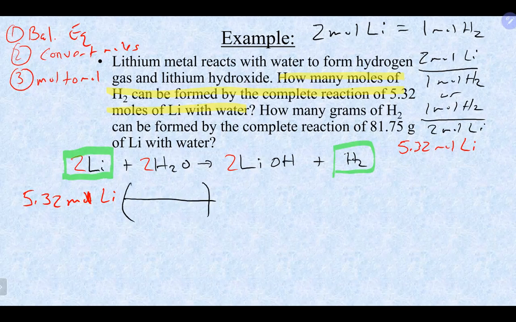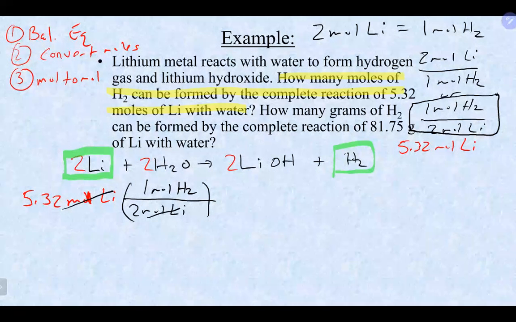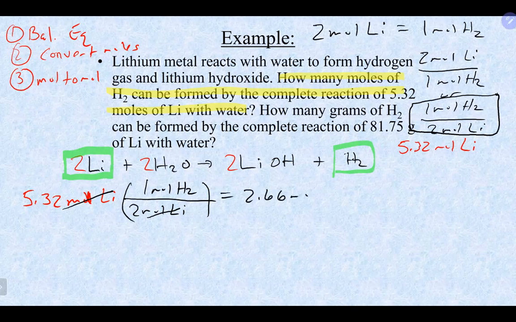In this case, we obviously want to get rid of lithium, which means lithium needs to go on the opposite side, so we need to use this version of the conversion factor. That puts our 2 moles of lithium on the bottom and our 1 mole of H2 up on top. This big step is the stoichiometry part, which is just a conversion. We're going to get rid of the moles of lithium, and basically we're just going to divide 5.32 by 2. That gets us 2.66 moles of H2.